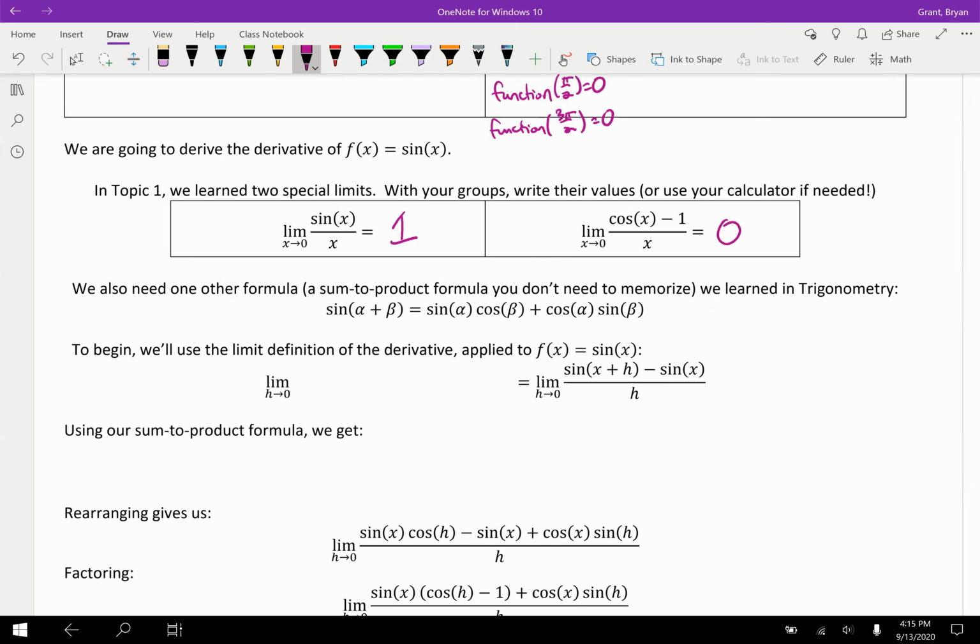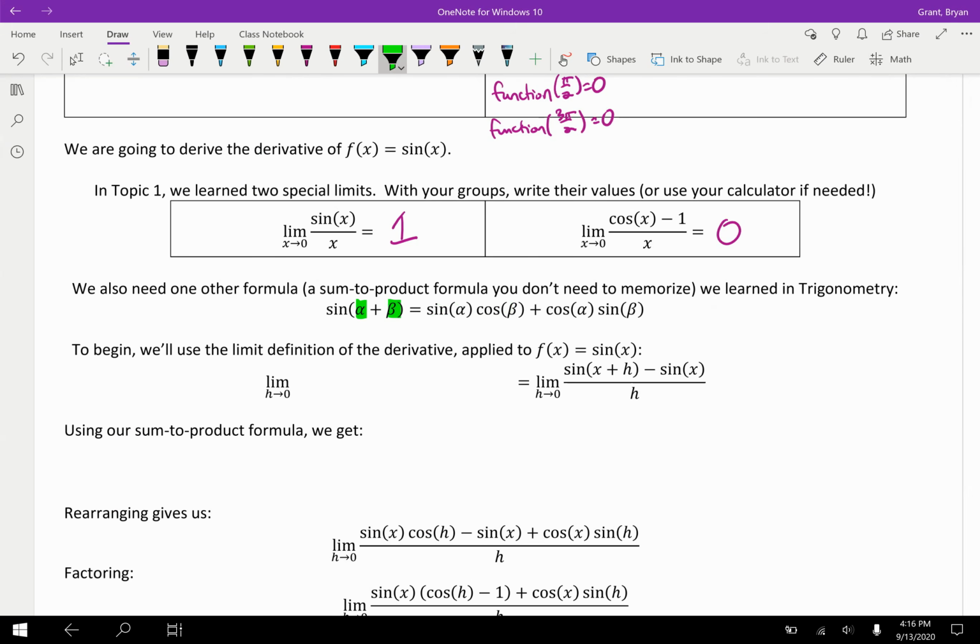We're going to need those 2 limits in just a second, and we're also going to need one other formula. Sometimes this is known as a sum to product formula because you're taking a sum and turning it into products, and it tells us that if you have the sine of alpha plus beta, you remember these from identities in trig, everyone's favorite.